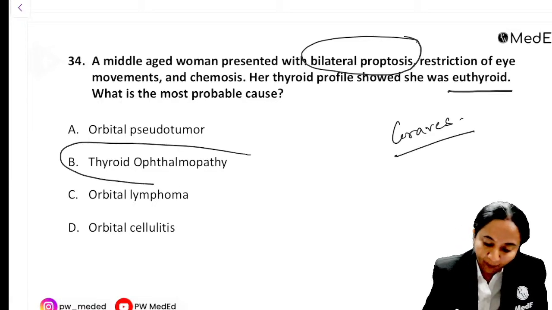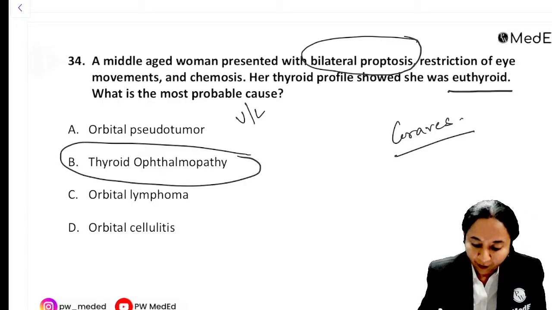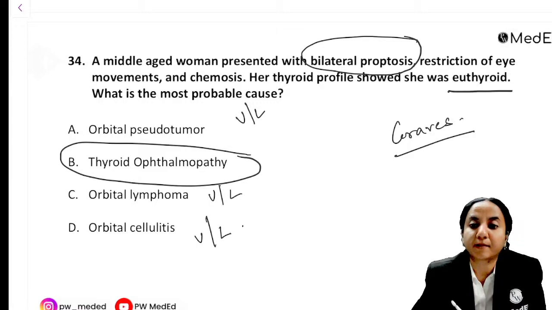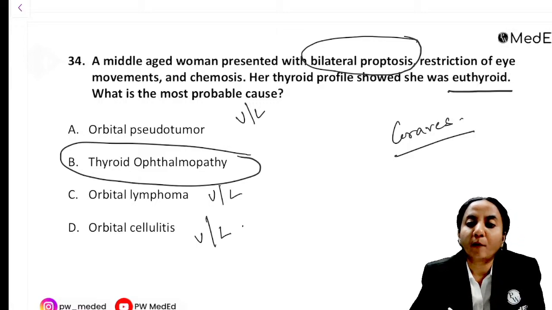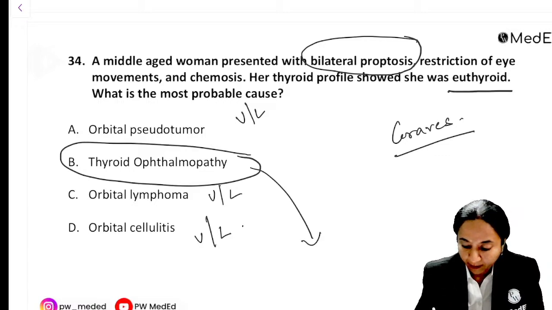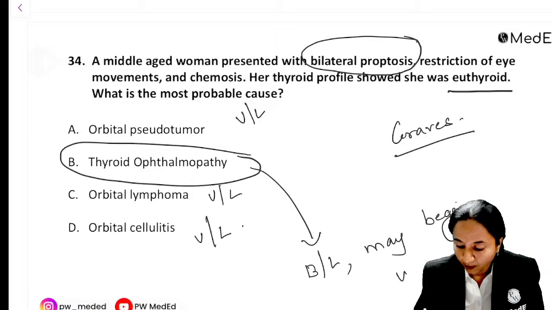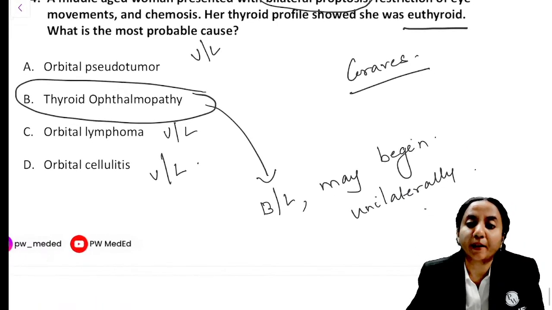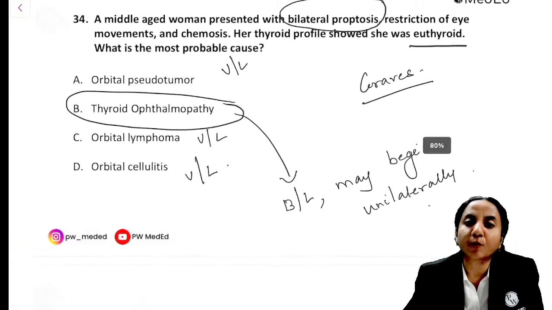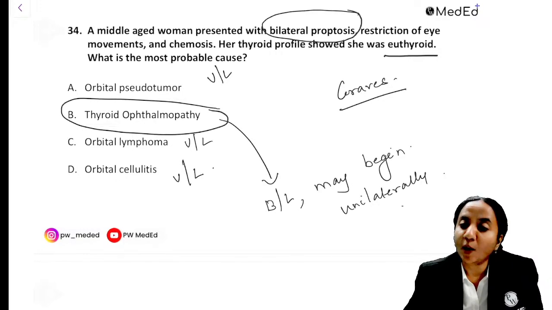So the answer is thyroid ophthalmopathy, because all the others are unilateral. Pseudotumor, orbital lymphoma, orbital cellulitis will all present with unilateral proptosis. Thyroid is the only one which may begin unilaterally but is going to become bilateral. So don't get confused by the fact that they are saying it is euthyroid, because thyroid ophthalmopathy can be associated with the euthyroid status also. But the trick in the question is that thyroid is the only one with bilateral proptosis here.